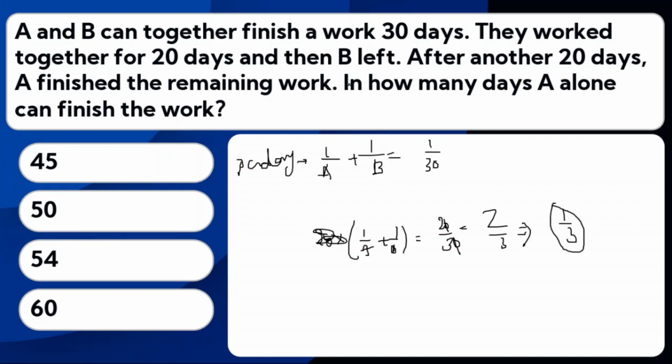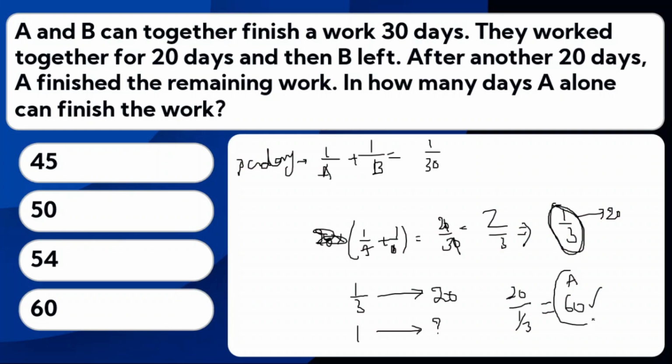After another 20 days, A finished the remaining work. In how many days can A alone do the work? After B leaves the job, what is left is 1/3. This 1/3 part of the work will be completed in 20 days by A. In order to complete 1/3 of the work it takes 20 days, then in how many days will the 1 unit work be completed by A? Again cross multiplication. 1 into 20 divided by 1/3, which is equal to 60 days, will be your answer. So 60 days is required to complete the job by A alone.